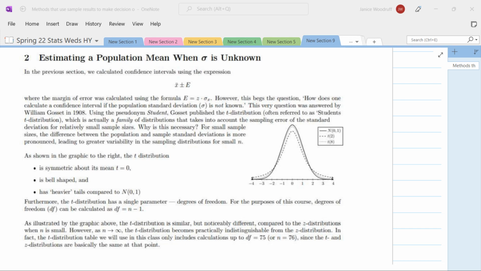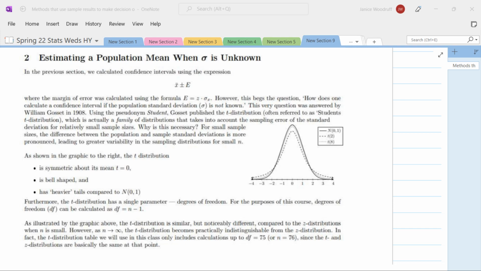Why? For small sample sizes, the difference between the population and sample standard deviations is more pronounced, leading to greater variability. So if you look at the right with the tables here, the t distribution looks really similar to the normal distribution. Okay.